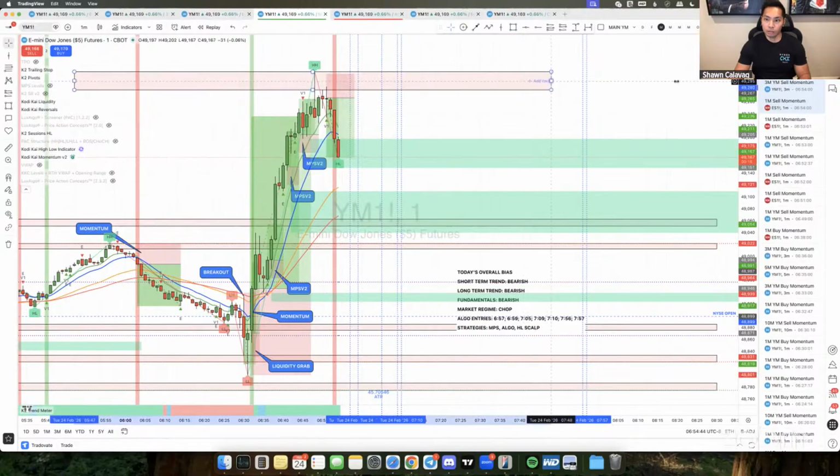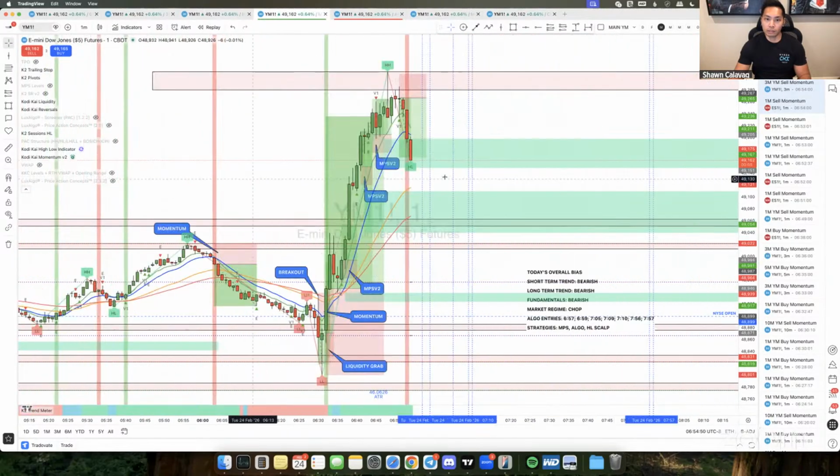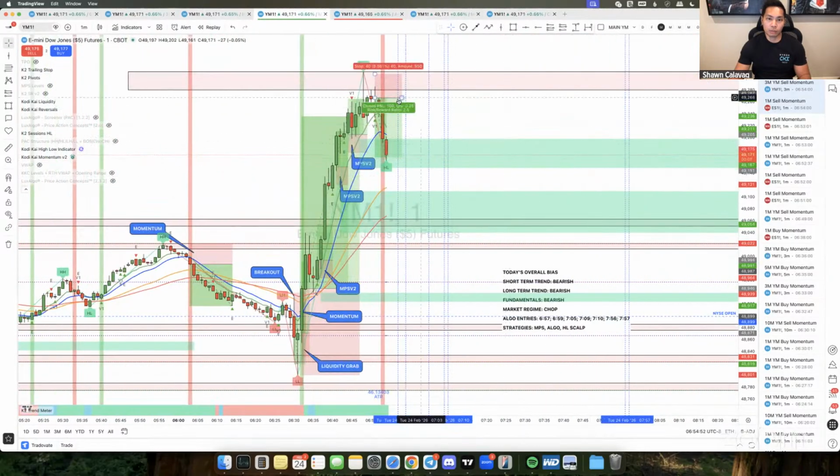It's a little tricky because I don't like going against the trend, right? I typically like to trade with the trend. All right, so I hit full TP right there. Again, this is a liquidity grab entry.